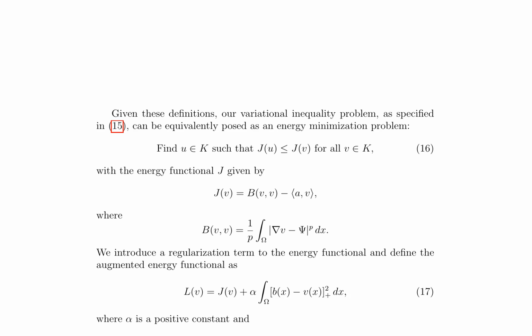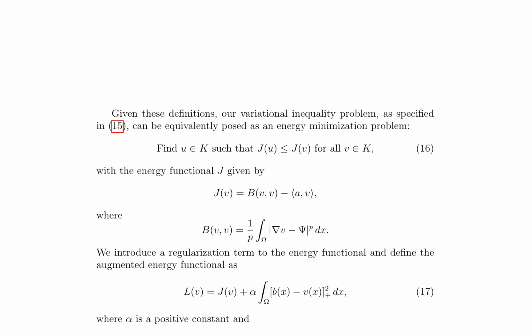The paper introduces a variational inequality problem, repositioned as an energy minimization problem. The objective is to find a function u within a certain space K such that the energy functional J(u) is less than or equal to J(v) for all v in K. This energy functional is defined by J(v) equals B(v,v) minus <A, v>, where B(v,v) is a specific integral term involving the gradient of v and a given function psi.